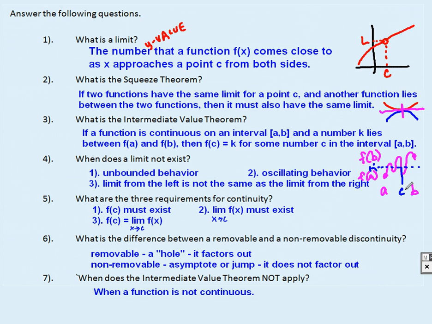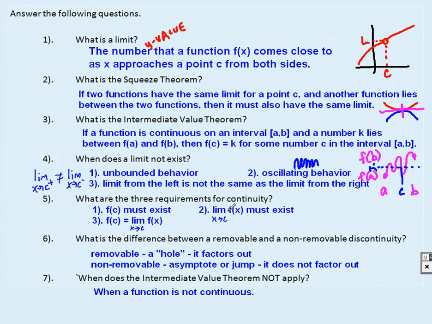Alright, when does a limit not exist? Unbounded behavior, that's like asymptotes. Oscillating behavior, that's where it just zigzags really quickly. And the limit from the left is not the same as the limit from the right. So I could also have written that as you approach C from the positive side is not the same as you approach C from the negative.